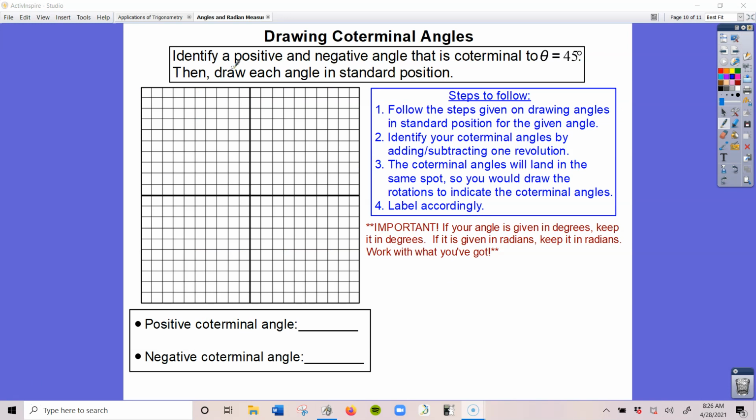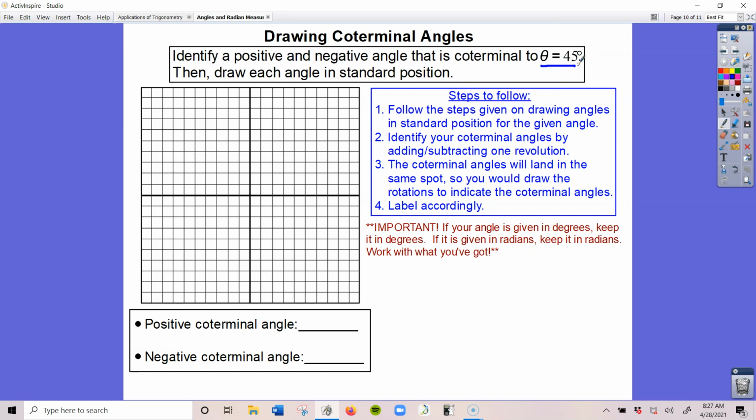So what we want to do here is identify a positive and negative angle that is coterminal to 45 degrees. Then we're going to draw each angle in standard position. So first step here, and I have the steps here for you, we're going to follow the steps given on drawing angles in standard position for the given angle. So we want to draw 45 degrees.